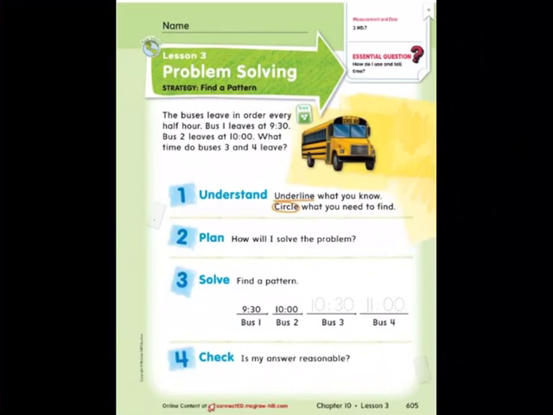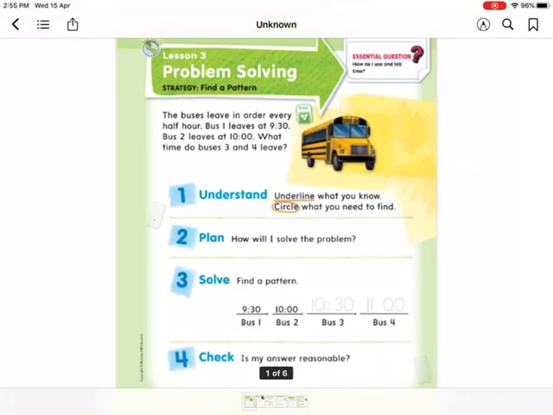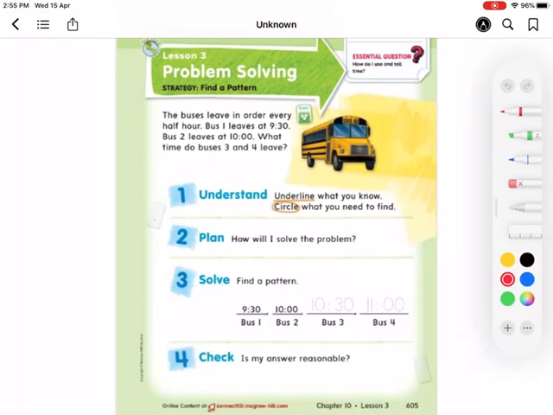First things first, this is an example and we can read it and we can learn from it. Let me highlight what we know and circle what we need to find. The buses leave in order every half hour. Bus 1 leaves at 9:30. Bus 2 leaves at 10. So now the question: what time do bus 3 and 4 leave?